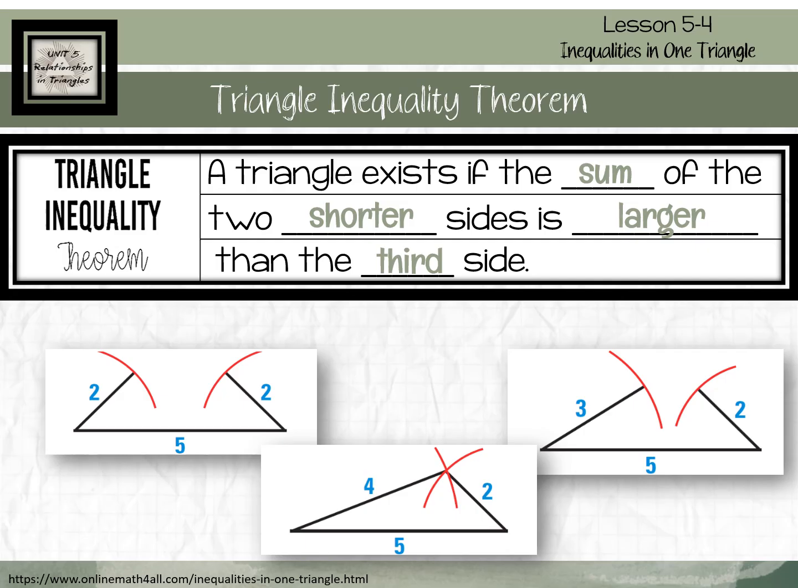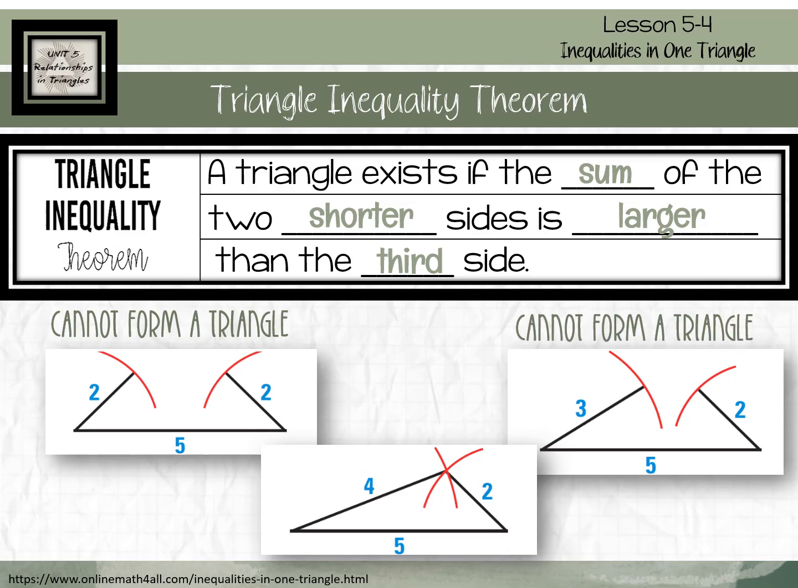So that first example there, if we have a side length of 5 and then two side lengths of 2, if we try to get those 2's to touch, it's not going to happen. Can't form a triangle. What about the 5, the 3, and the 2? The only way the 3 and the 2 are going to touch is if they're laying flat on the 5, and then that's not a triangle. But if we have side lengths 4 and 2, they are going to touch before they fall down on the 5. So yes, that can form a triangle.